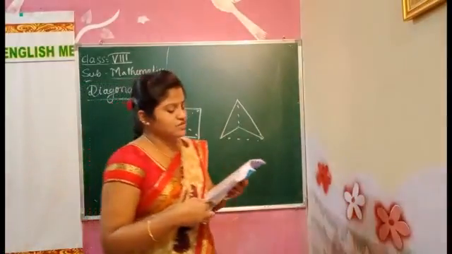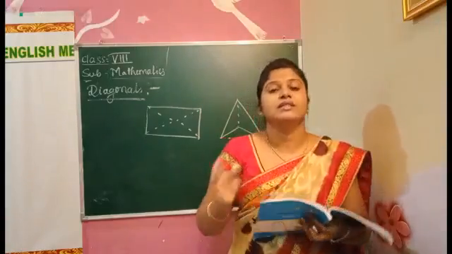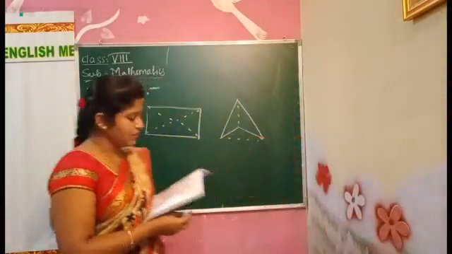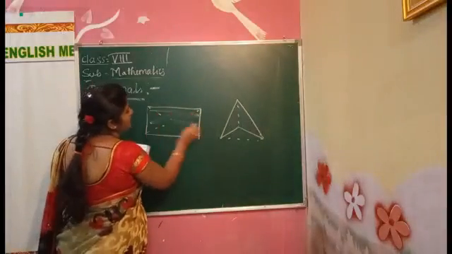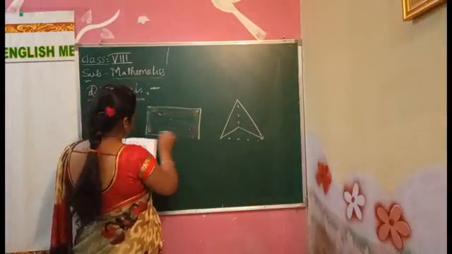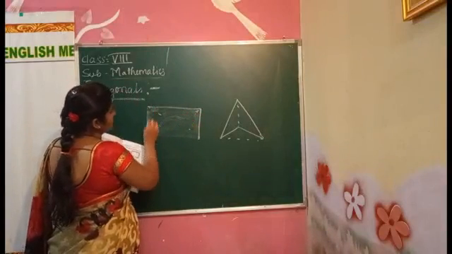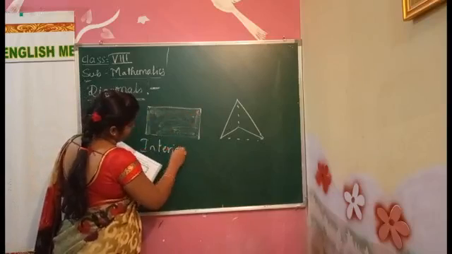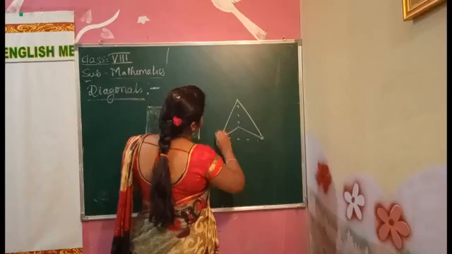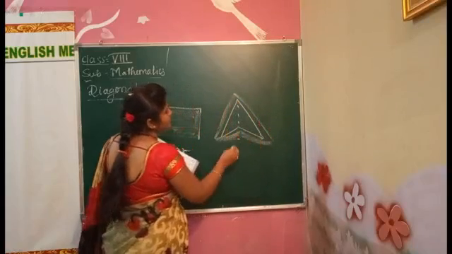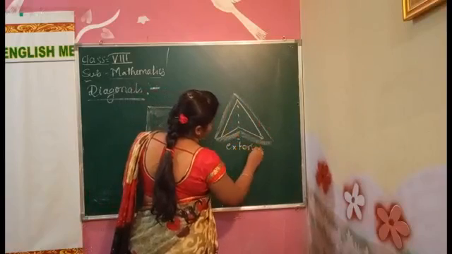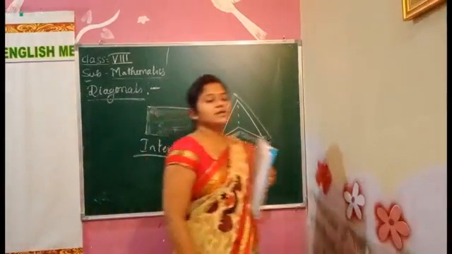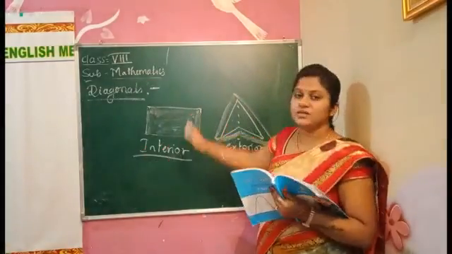Okay, in the diagonals we have an interior and exterior. Interior means what? Finding about the inside. What all we get in the inside, what all diagonals we get in the inside, that is called as the interior. Okay, what all we get outside is called as the exterior. This is called as the exterior, this is called as the interior. Understood the interior and exterior? Exterior means outside, interior means inside.